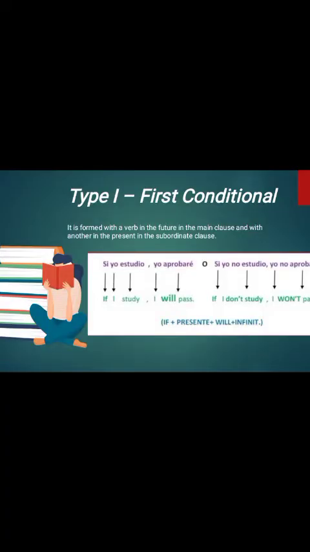What is a conditional? Conditionals are a certain structure in English in which, if a certain condition, situation or circumstance is true, then a specific result follows. It is classified in types. Type 1: it is formed with a verb in the future in the main clause and a verb in the present in the subordinate clause. If I study, I will pass. If I don't study, I won't pass. If plus present plus will plus infinitive.